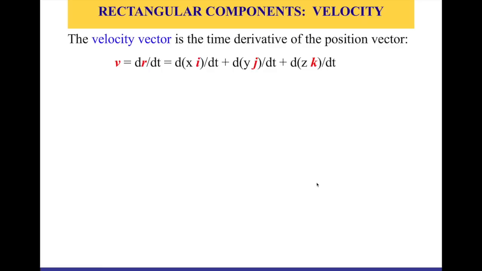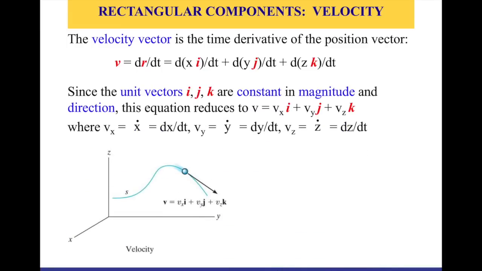Now, after the position, let's talk about velocity. The velocity is a vector, and it's the time derivative of the position vector. If you have r as a function of time, which means that x, y, and z are functions of time, you just differentiate all of them with respect to time, and you have your velocity vector. The unit vectors i, j, k are constant in magnitude and direction. The x component of the velocity, vx, is x dot, the derivative of the x component of the position, and that goes the same for y and z.